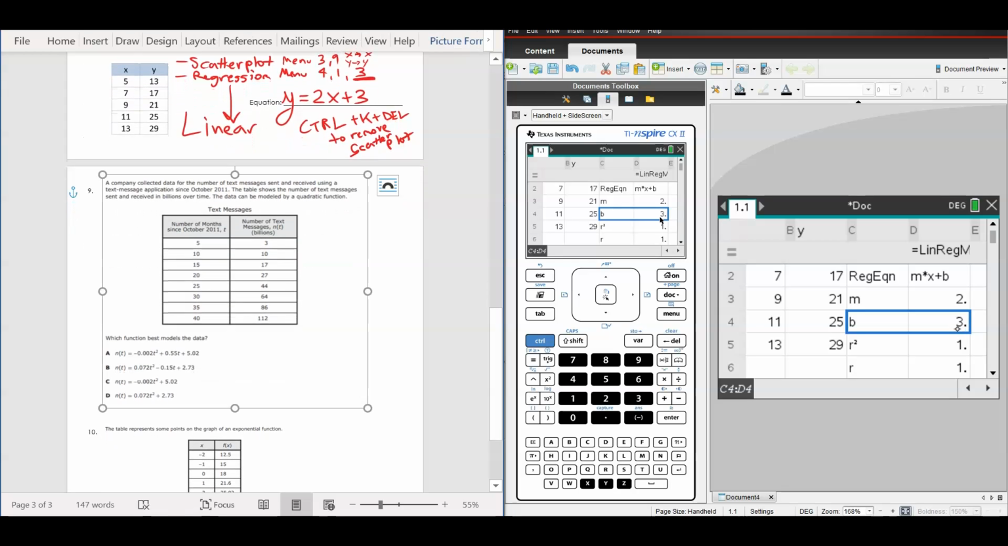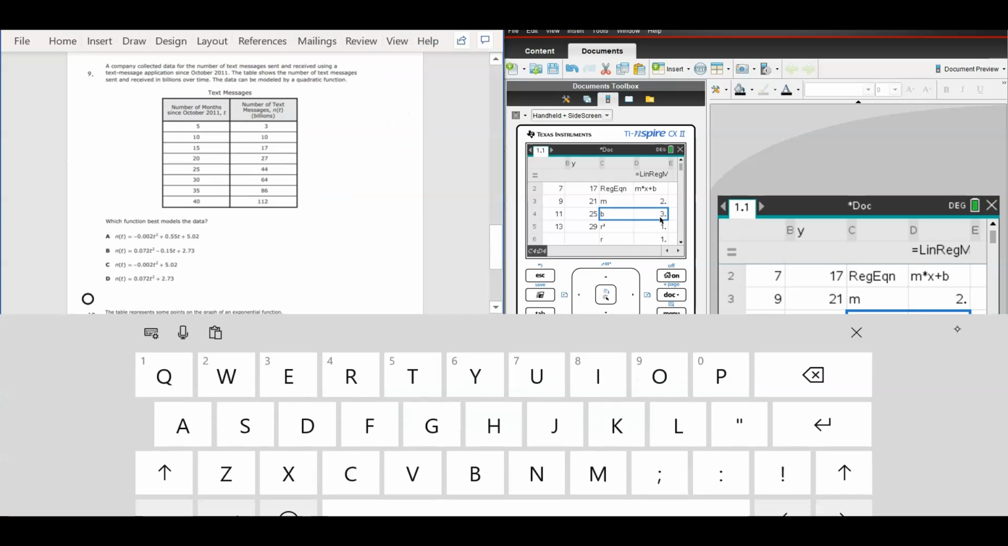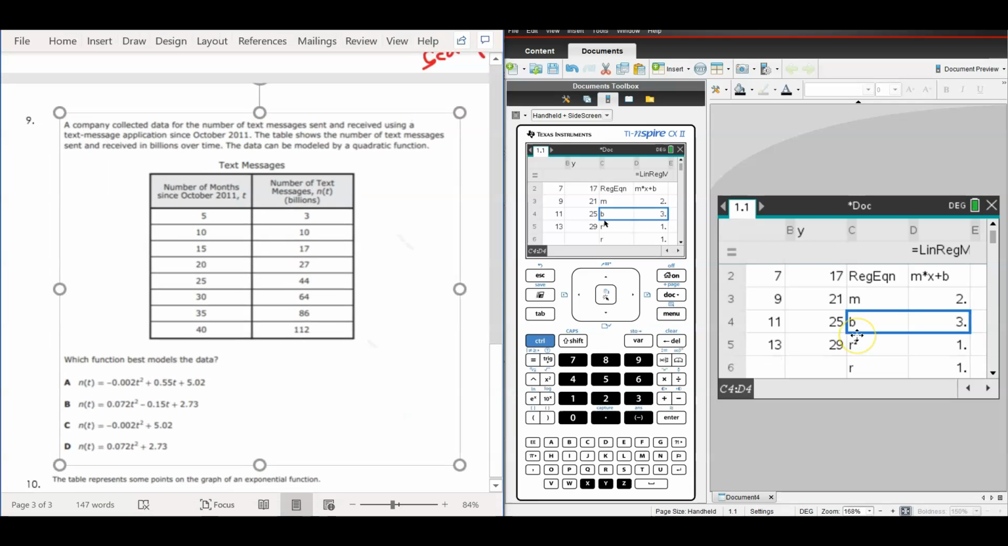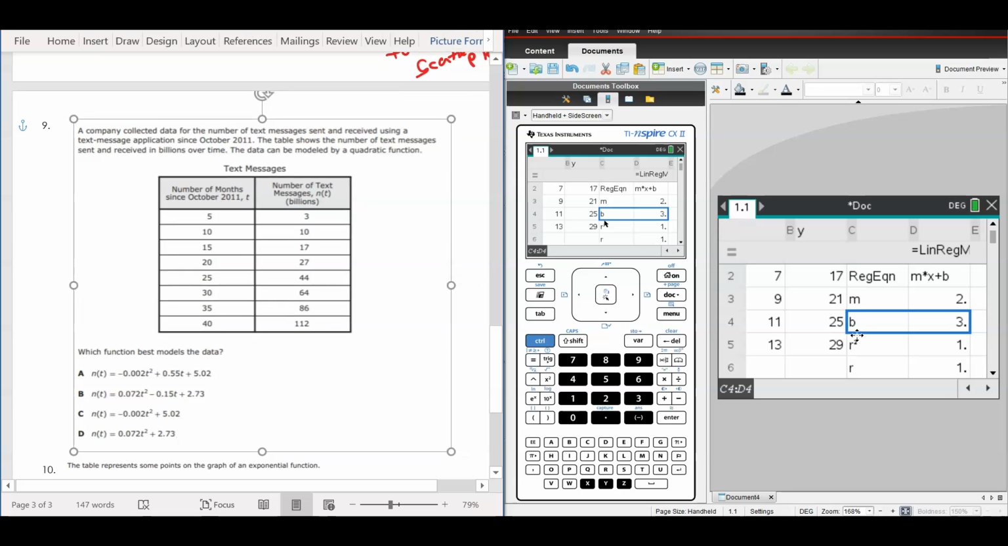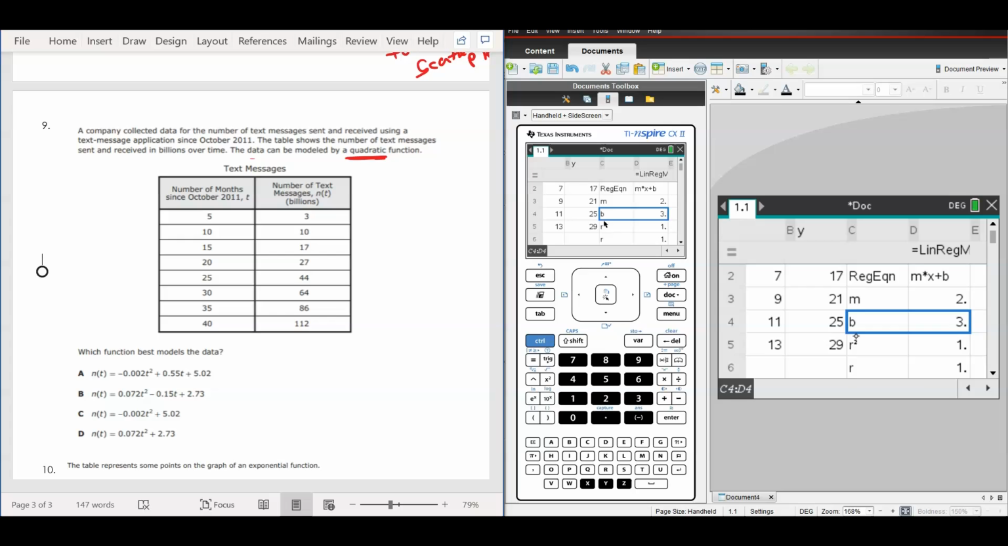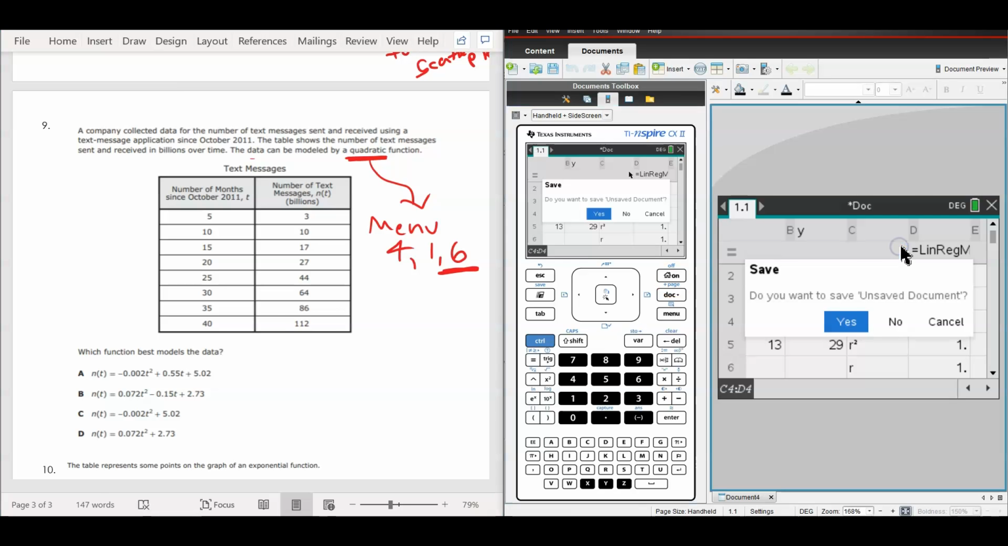Okay, cool. Now, we're looking at this next one. Now, when I'm reading this one, I know I can take this table and figure out what kind of function it is using Scatterplot. But it says the data can be modeled by a quadratic. If I want an equation, menu 4.1.6 will give me a quadratic function. But what if I did not know it was quadratic, right?